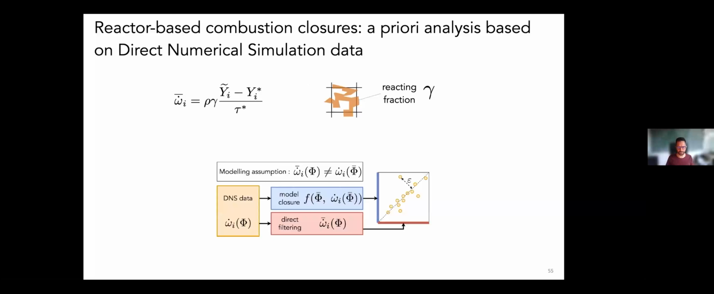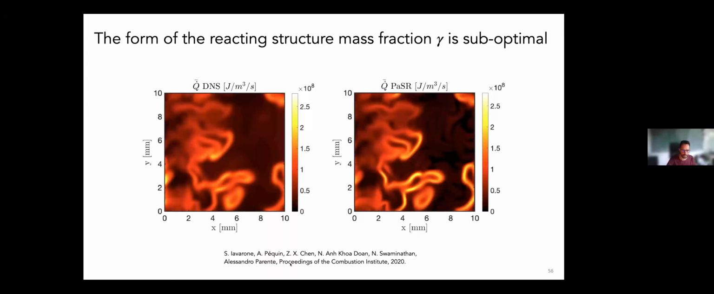Okay, something that we have done is that we have looked at data from DNS from our colleagues in Cambridge, Dr. Chen, Dr. Doan, Professor Chen, Professor Doan, and Professor Swaminathan. The intention was to see the a priori performance of this partially serial reactor model using DNS data. And so we saw that, in fact, the definition of gamma in the model is suboptimal.